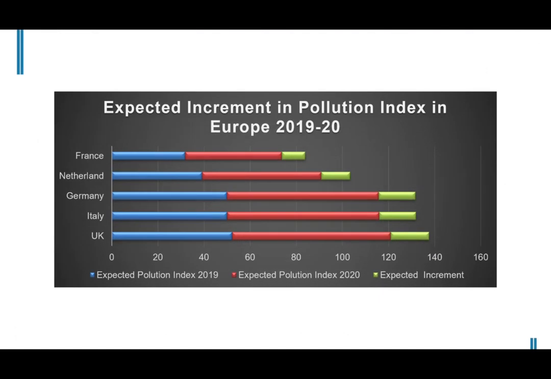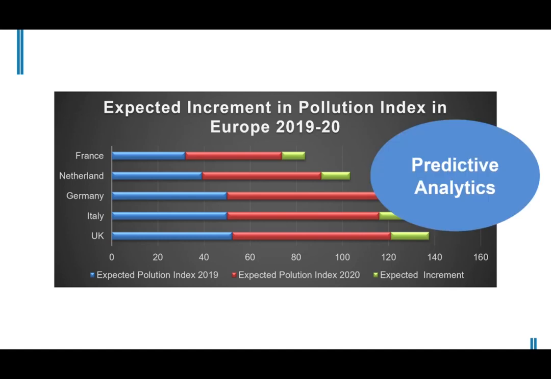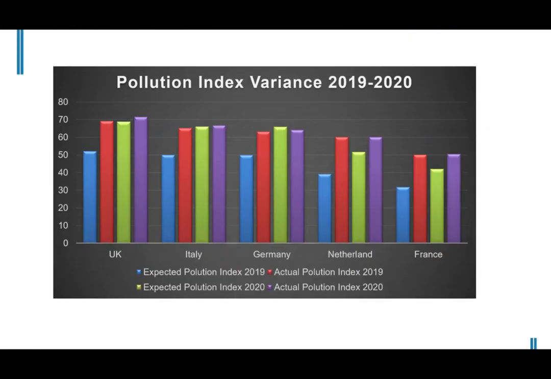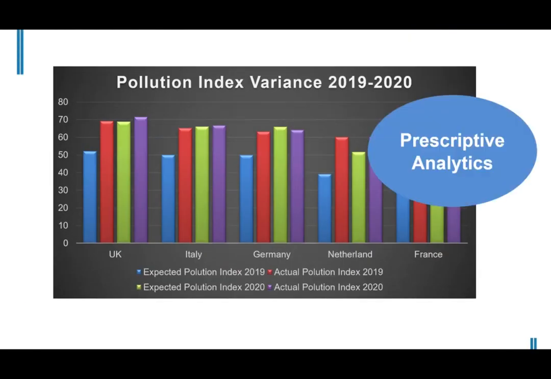So again, we use bar charts, and you can say this is the expected increment in the pollution index between 2019 and 2020, and you can see the expectation, and the light green area is big, which is predictive. But then this is the prescriptive level, where you can see the first column for the UK is the expected 2019, while the actual 2019 is next to it, and you can see the difference here. So it seems that the actual performance is better than the expected performance, which tells us there is hope.